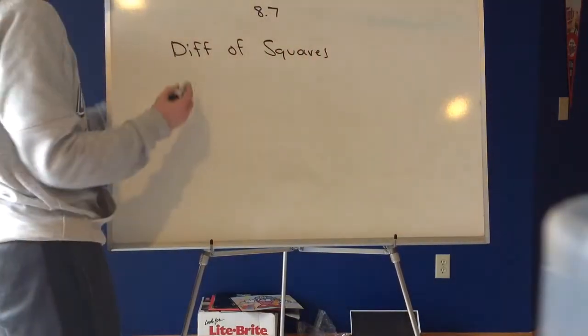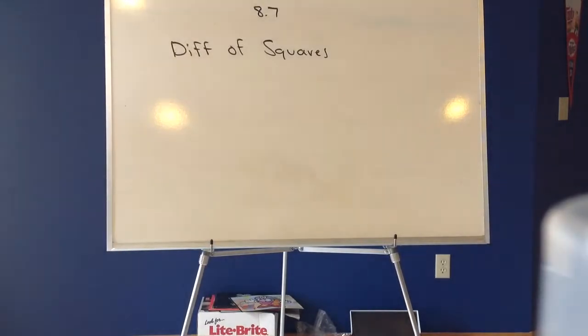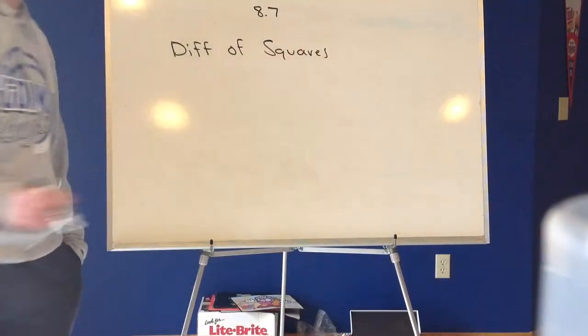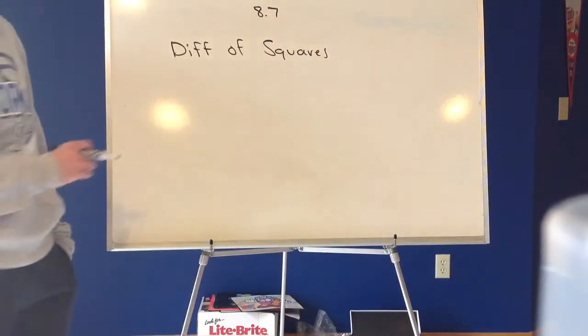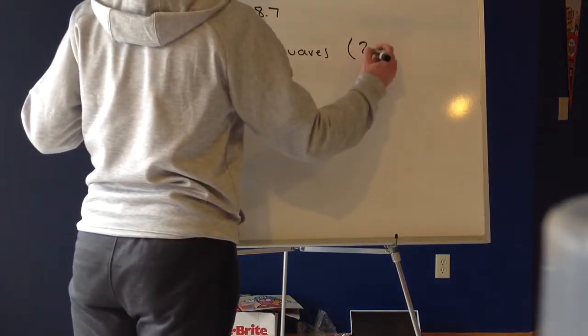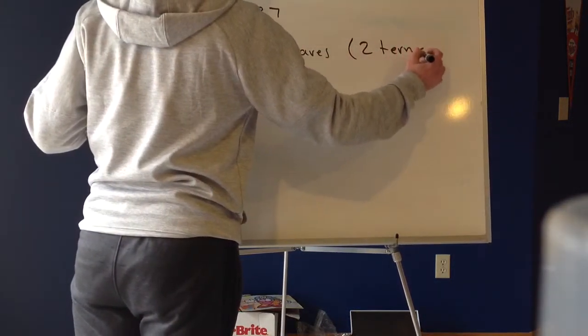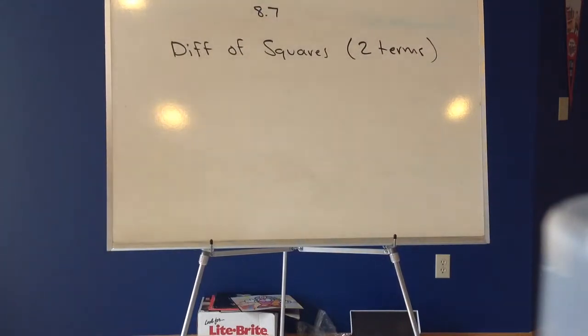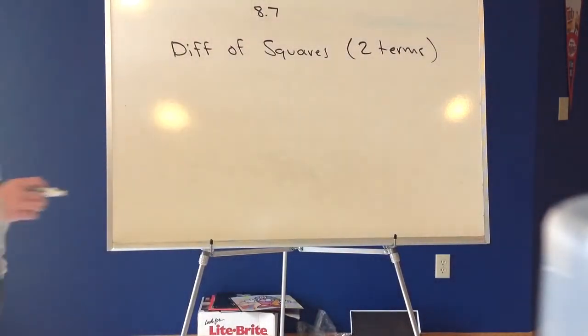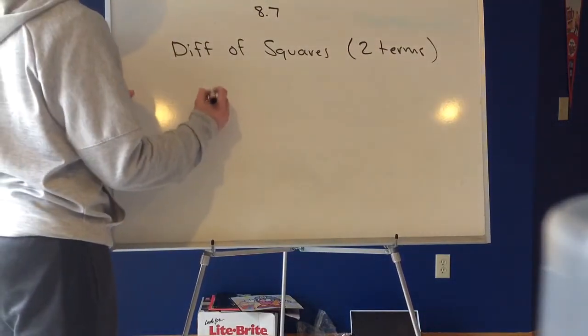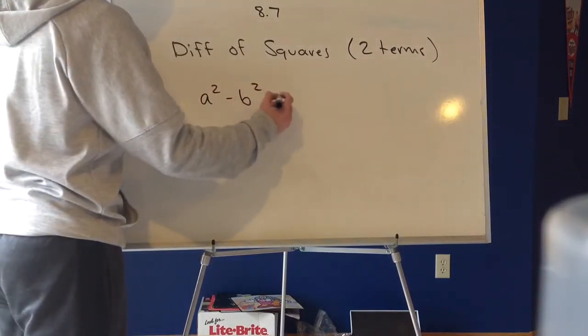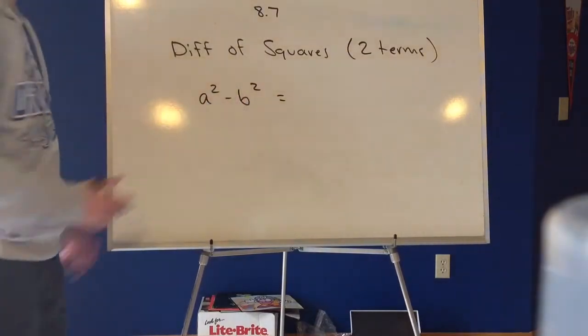And it's just like it sounds. Difference means it's going to be subtraction. Squares mean both terms have to be perfect squares. The big thing here is it's only going to be two terms. We want the middle terms to cancel out, so there's only two terms. Okay, so difference of squares would look like something like this, where you'd have a squared minus b squared.